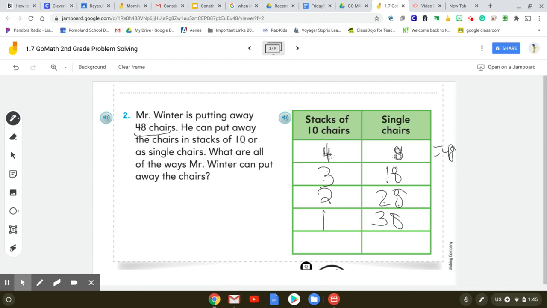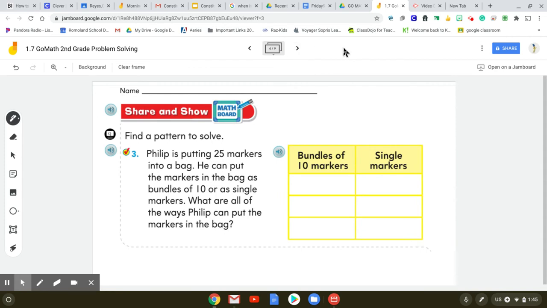I'm going to take my last 10. 1 take away 1 is 0. That 10 is going to come over to this column, and it's going to be 48. Remember, we're looking for a pattern. Okay, let's go to page 39 to share and show.